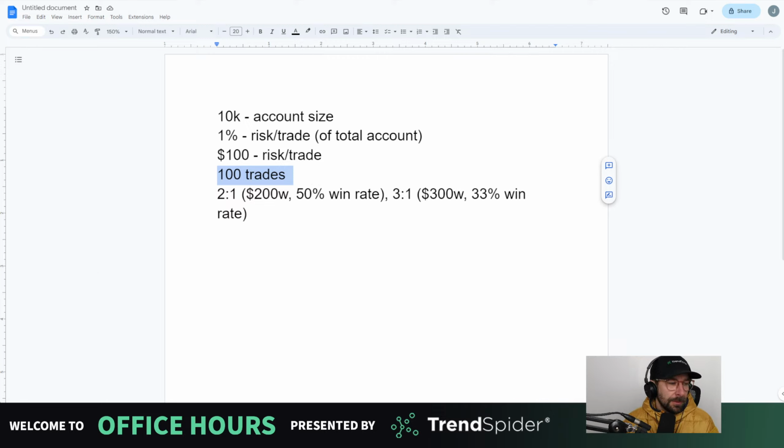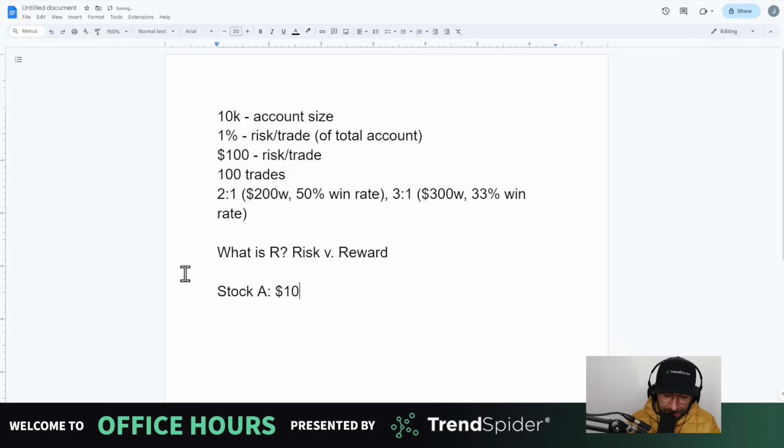All right, so what is R? Like I said, it's shorthand for risk versus reward. Let's put this into a really simple idea. Let's say we're trading stock A, right? And stock A is $100 per share. At $100 per share, you can slice and dice your account however you want. You could choose to utilize all 10K of your account and buy 100 shares. So 10K gets you 100 shares, right?